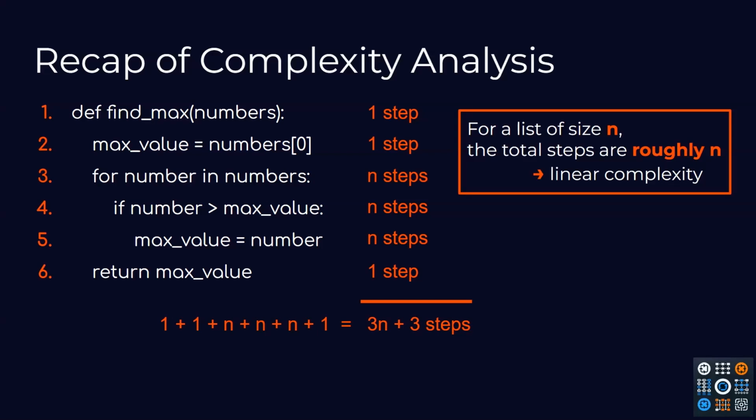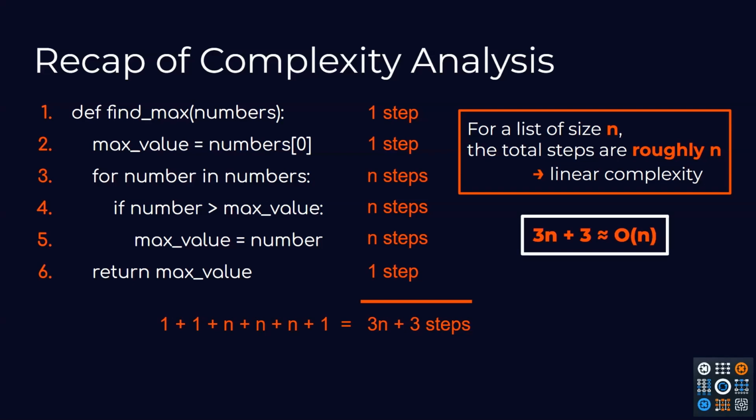To simplify further, we can say that as the number of elements in the input list grow, 3n plus 3 is dominated by n, and the effect of constants does not change. Again, if this looks confusing, don't worry. As we move on, we shall formalize this concept too. Putting it simply, for a list of size n, the total steps are roughly n. This is what we call a linear relationship. If the list size doubles, the number of operations also double.